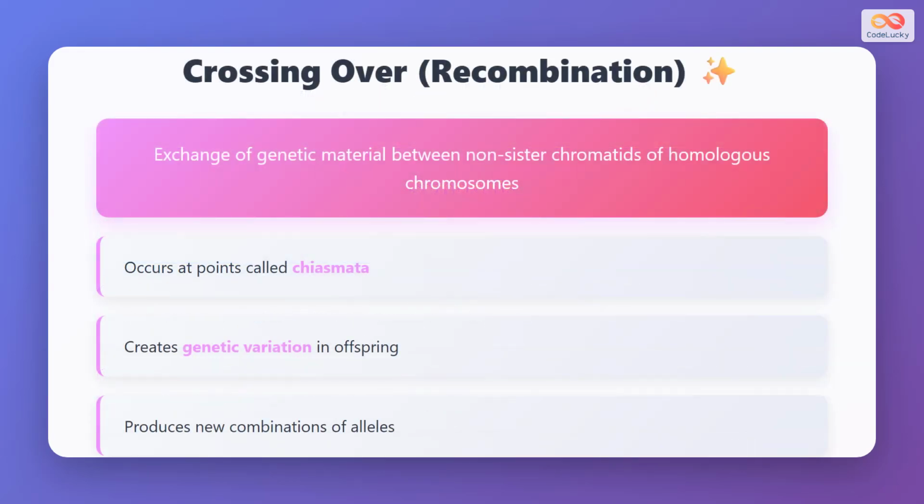Crossing over, also called recombination, is the exchange of genetic material between non-sister chromatids of homologous chromosomes. This exchange occurs at specific points called chiasmata, which is the plural of chiasma. Crossing over creates genetic variation in offspring by producing new combinations of alleles. This process is one of the primary mechanisms that ensures each gamete carries a unique set of genetic information.